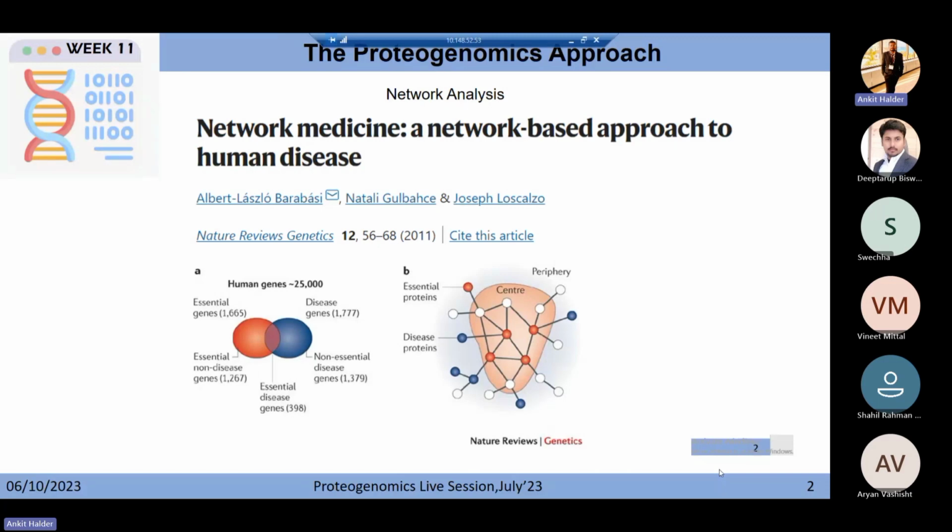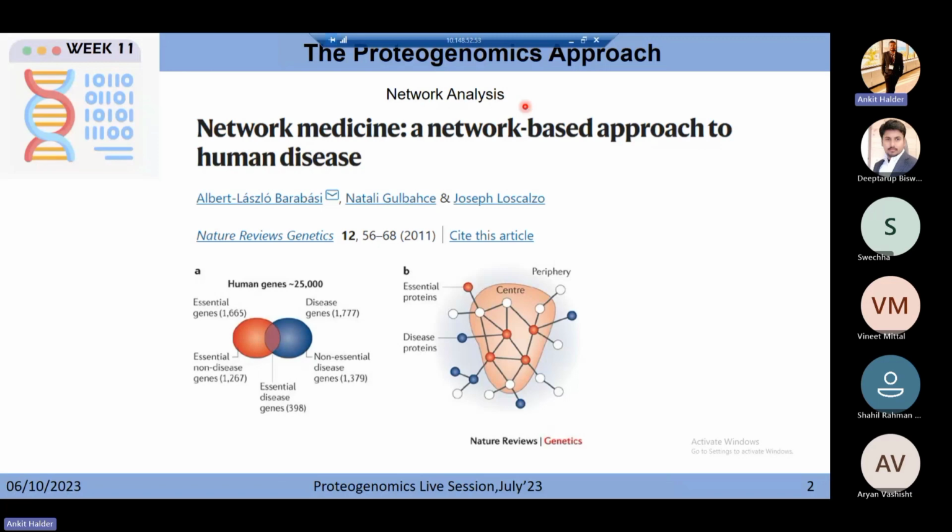Once we are done with the analysis, we need to understand how the entire network is getting disturbed or perturbed. That's why the concept came that no single gene can work alone, and how we can take it forward. So, the network-based approach to human disease.